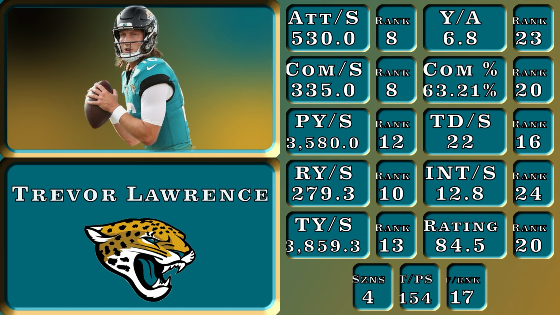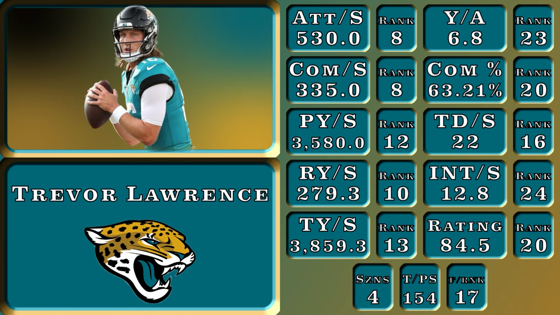Coming in at number 17, we have Trevor Lawrence. Now, I'm betting most people are probably going to agree with this placement. While his passing attempts and completions rank higher amongst all quarterbacks, he ranks 24th in interceptions per season, which isn't ideal for a starting quarterback who was the first overall pick in the 2021 draft.